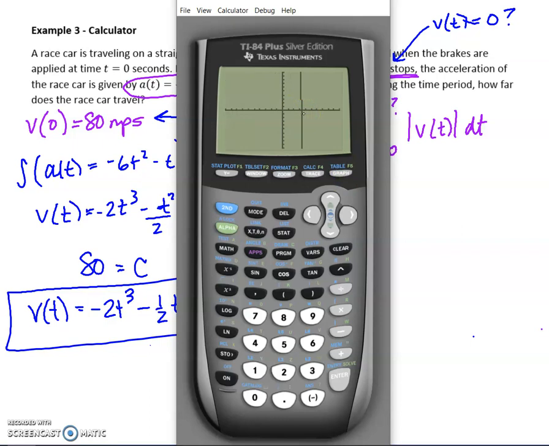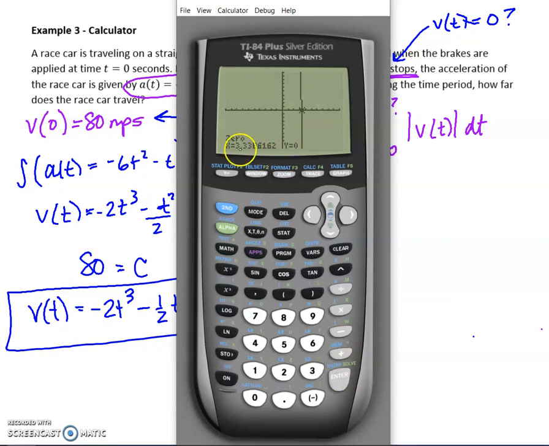Well, clearly, I can see right here is when it's 0, but I can use my zero function, second calc, 0. I think I hit the wrong button. Hold on. Second calc 0. There we go. So then you can move your cursor, or you can say, oh, it looks like it's between 3 and 4. And you can type in 3, enter, 4, enter. And then it'll say guess, and you can say yes.